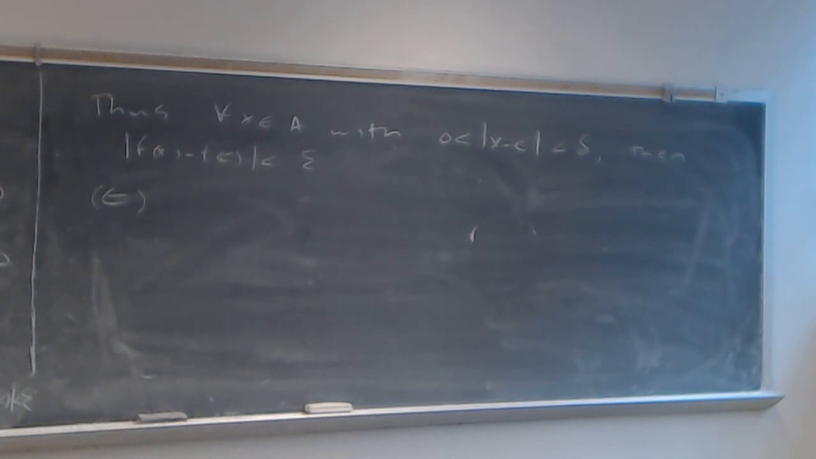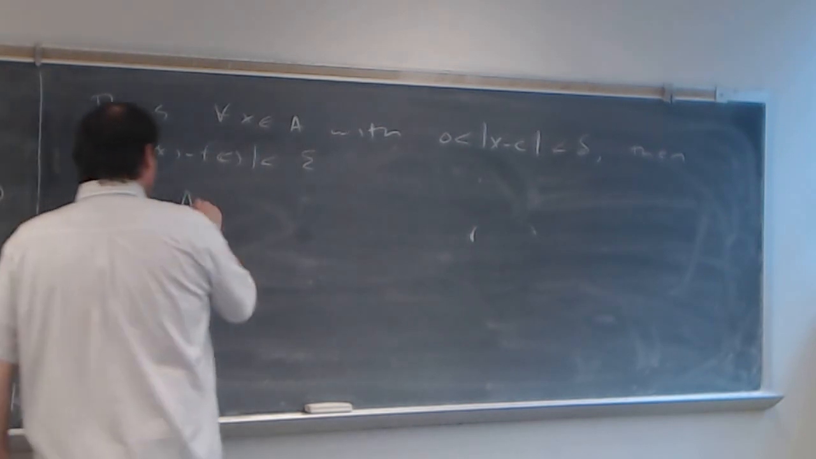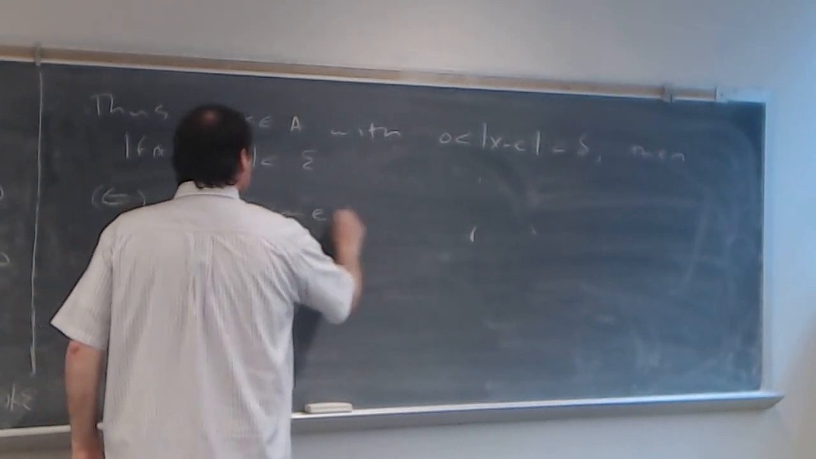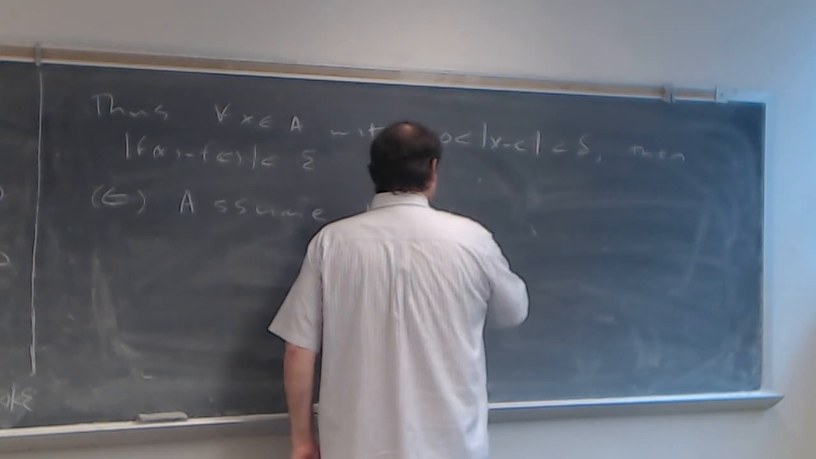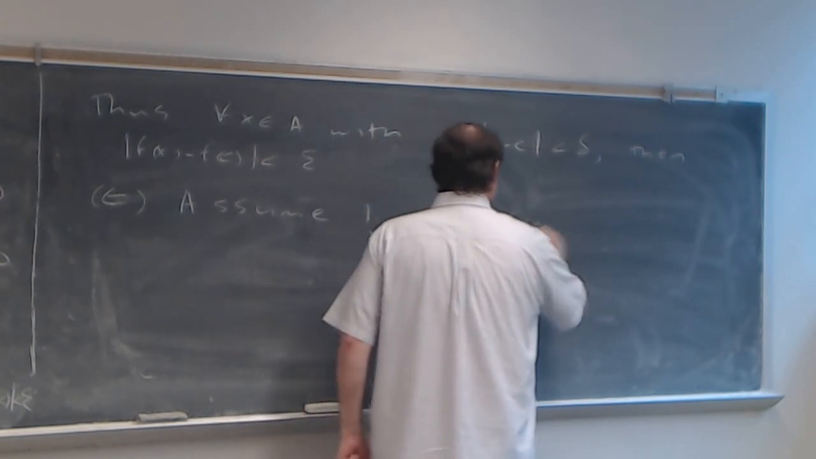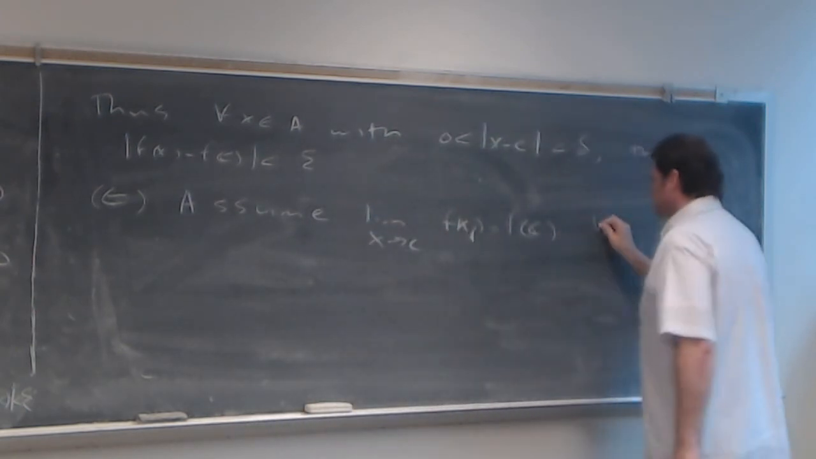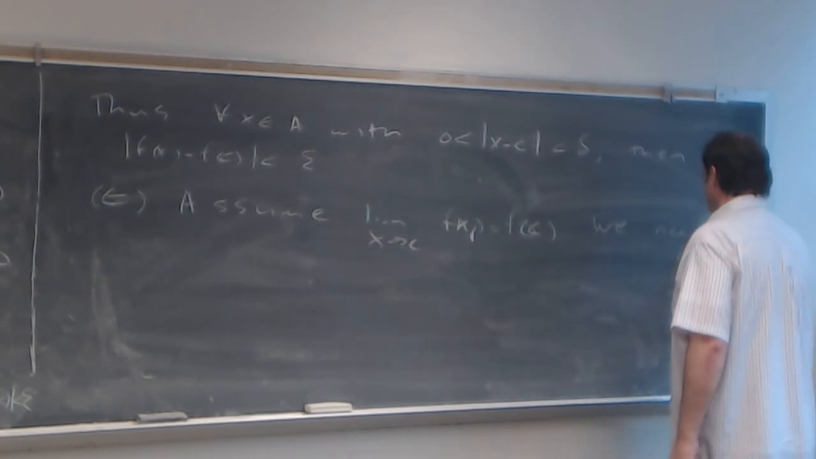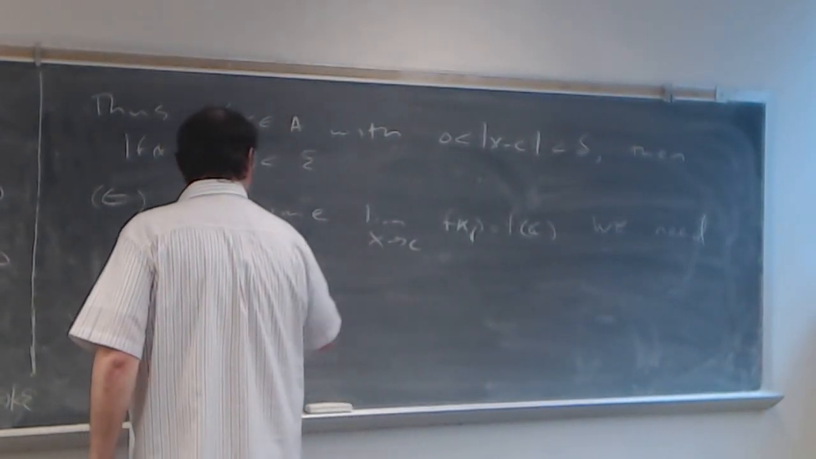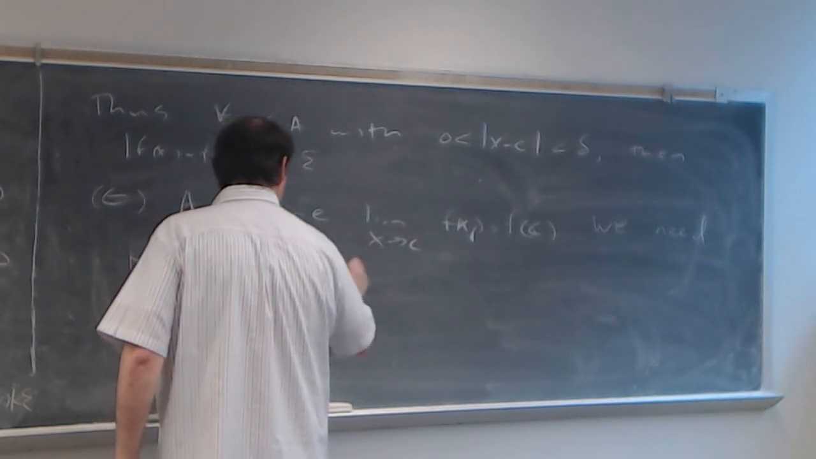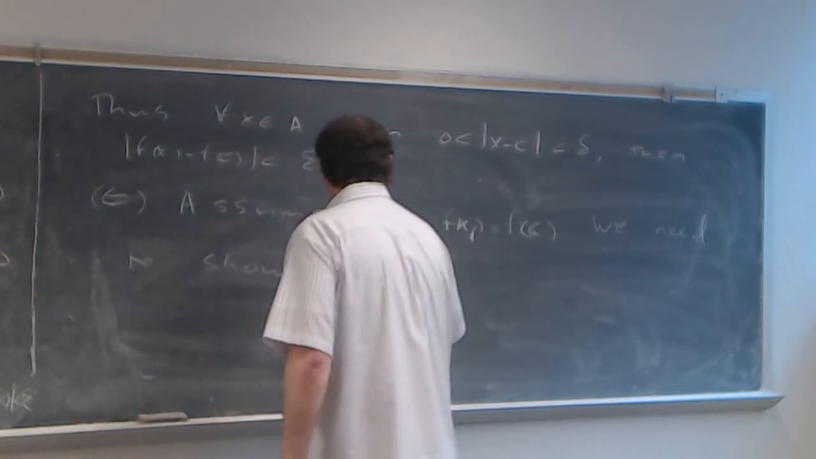Okay, so how do I go backwards? Well, what are we doing here? We're assuming what? Assume the limit as x goes to c of f(x) equals f(c). What do we need to show? We need to show f is continuous at c.